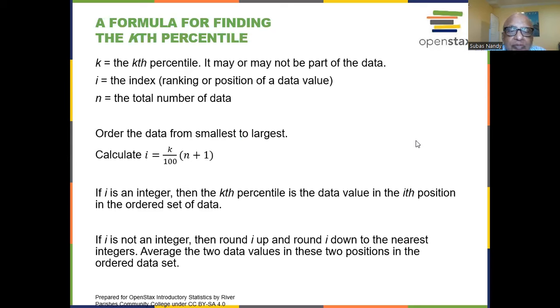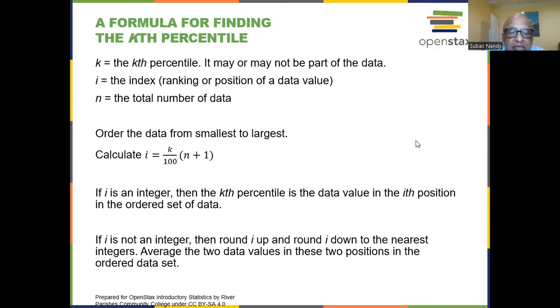K is the kth percentile. It may or may not be part of the data. I is the index ranking position of the data value. N is the total number of data. Order the data from smallest to largest. Calculate I. K is whatever percentile you are looking for. If it is 20, then I equals 20 divided by 100 times N plus 1.